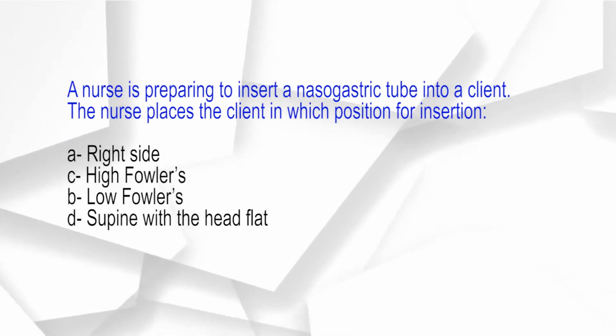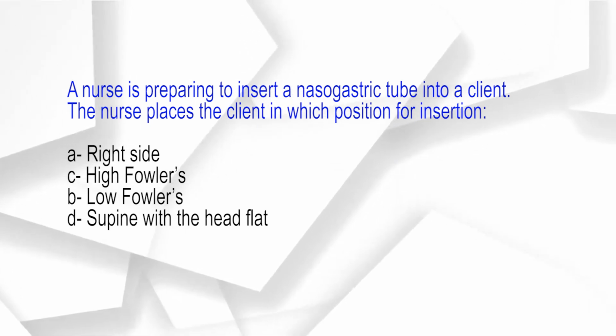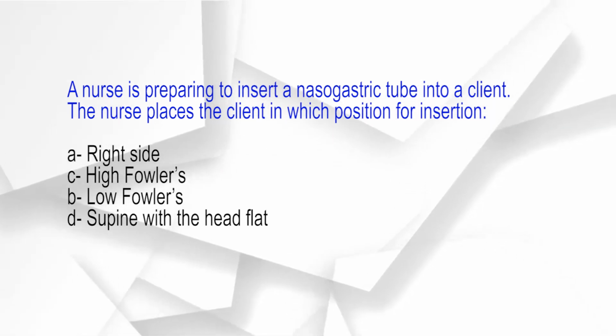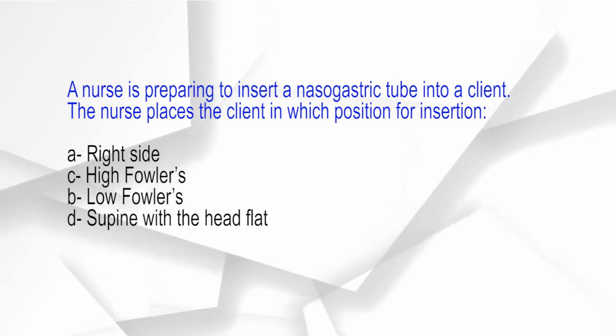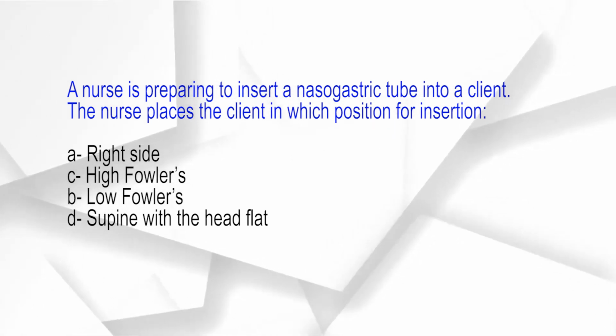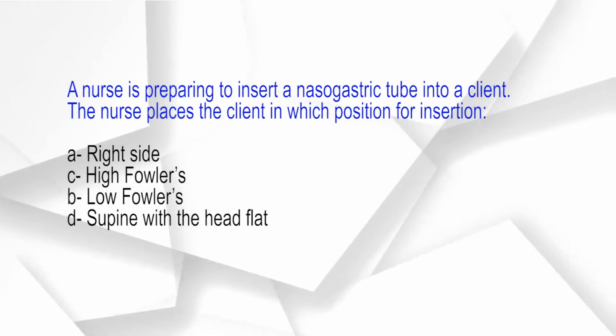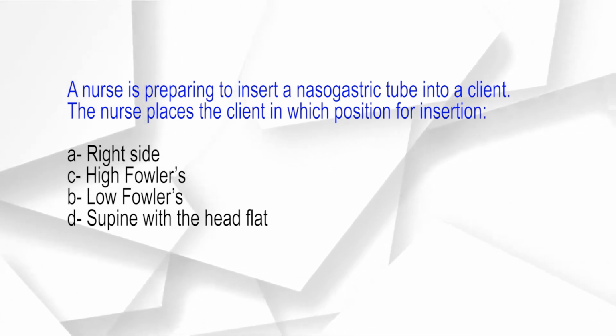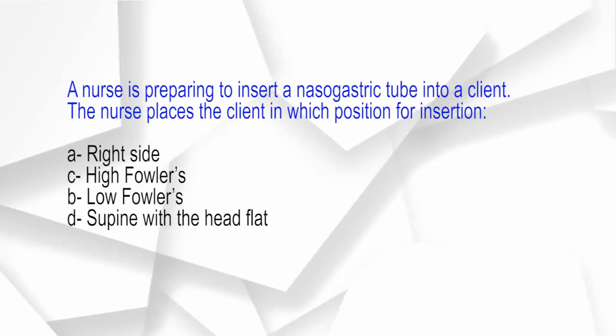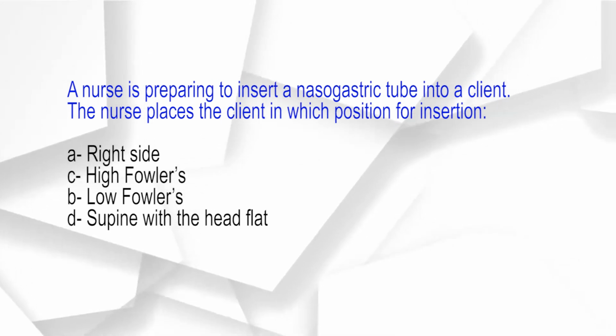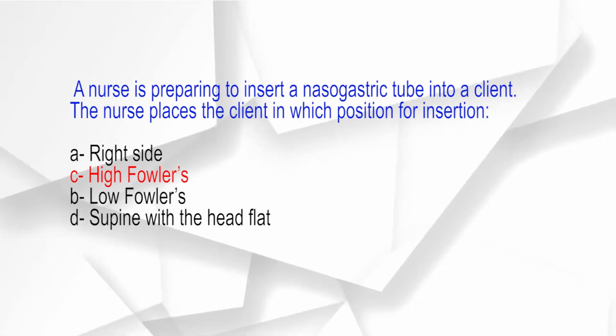Guys, here is the next question. A nurse is preparing to insert a nasogastric tube into a client. The nurse places the client in which position for insertion? Answer: the options are A right side, B low Fowler's, C high Fowler's, D supine with the head flat, and the correct answer is option C, high Fowler's.